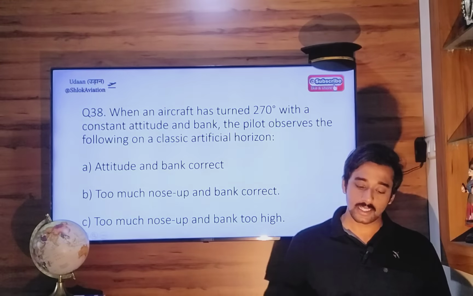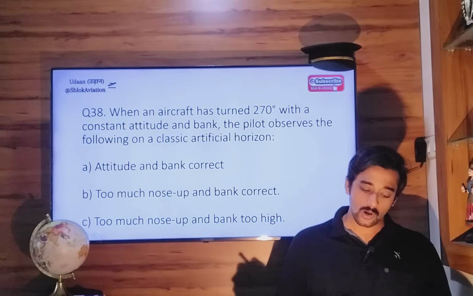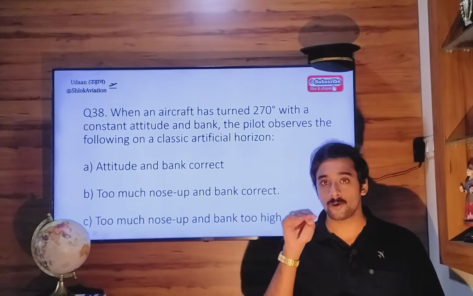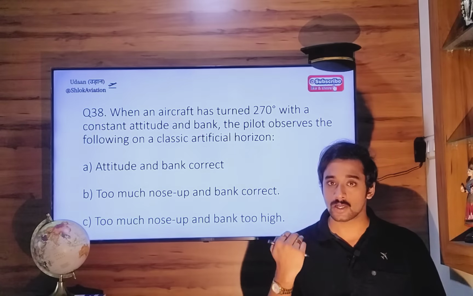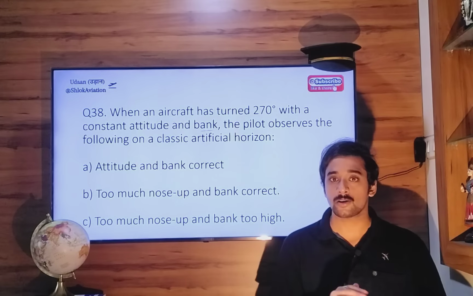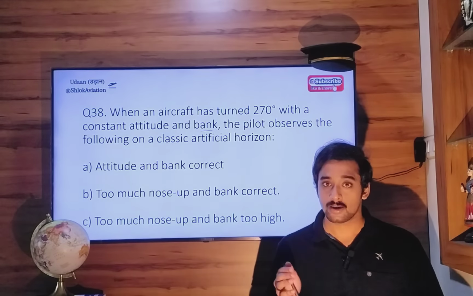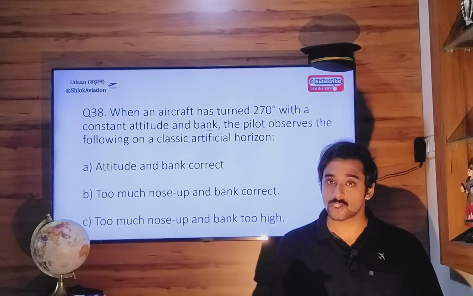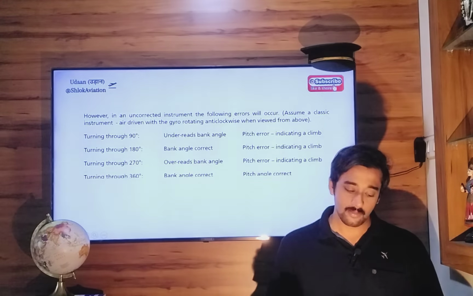Next, when aircraft has turned 270 degrees with a constant attitude and bank, that means the attitude of your aircraft is maintained throughout the turn, the attitude with respect to the horizon. Bank angle is also maintained. You are not changing your bank angle amidst the turn. The pilot observes the following on a classic artificial horizon. So you will have to remember this table.